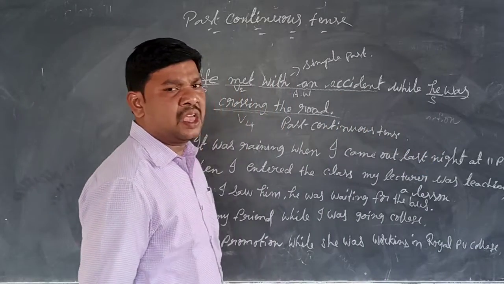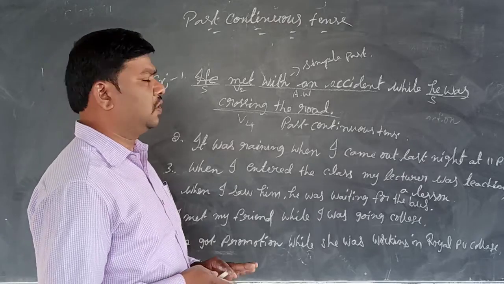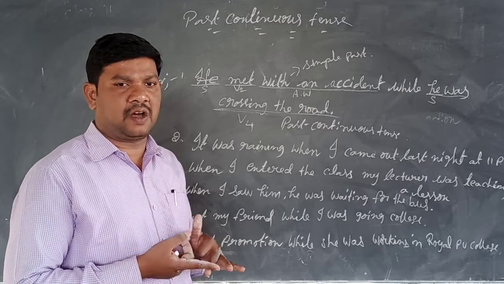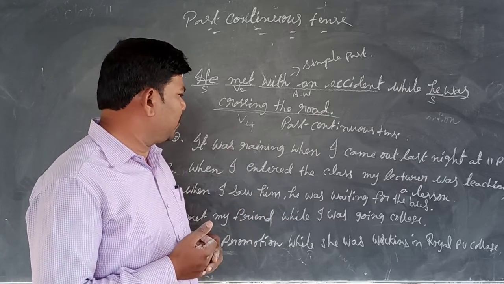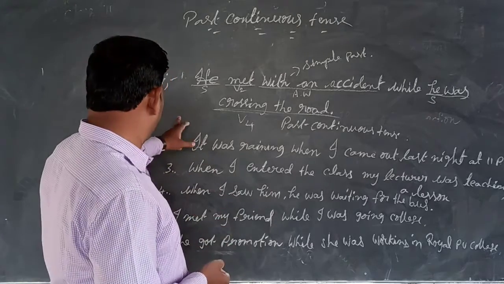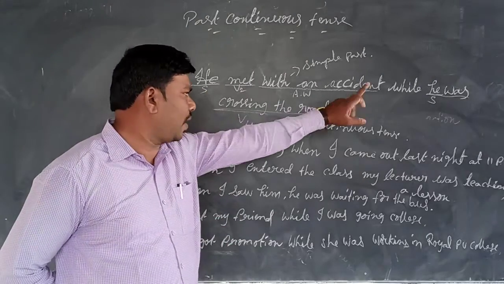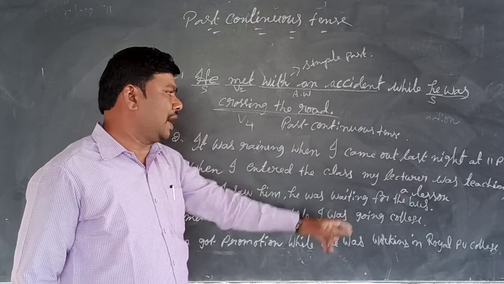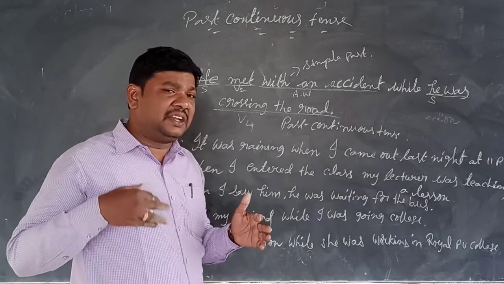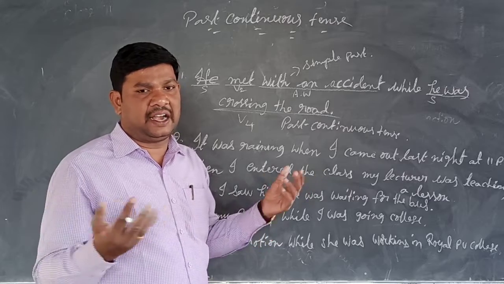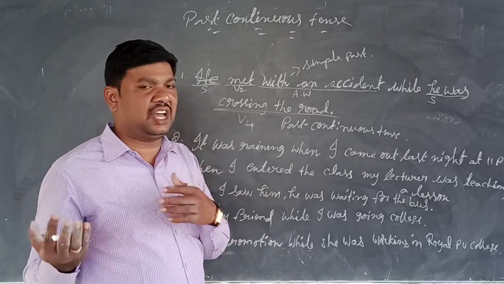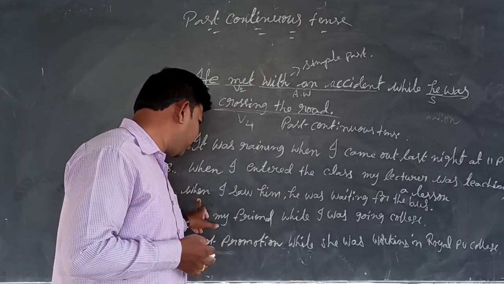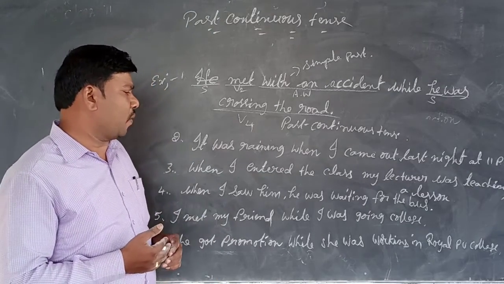So these are the examples for past continuous tense. The second use is that the tense is involved in past continuous in combination with simple past. Just read the examples I wrote on the board. The first example, he met with an accident while he was crossing the road. Next, it was raining when I came out last night at 11 p.m. When I entered the class, my lecturer was teaching the lesson. If you observe the fourth one, when I saw him, he was waiting for the bus.